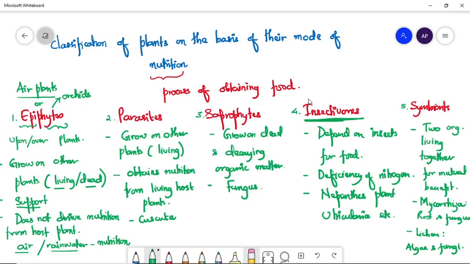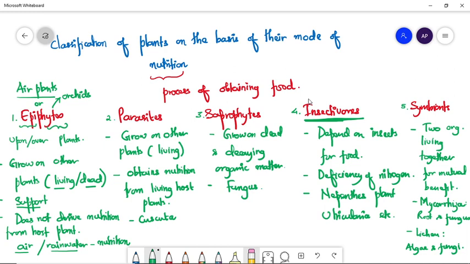Hello everyone. In this class we will be learning about the classification of plants on the basis of their mode of nutrition. Nutrition means the process by which plants take in their food. So, on the basis of their nutrition, we can classify plants as epiphytes, parasites, saprophytes, insectivores, and symbionts.